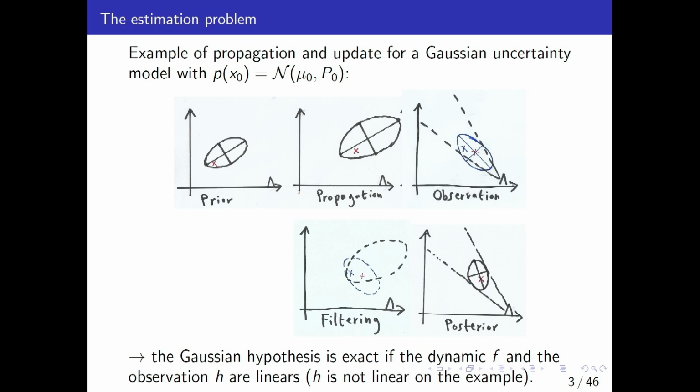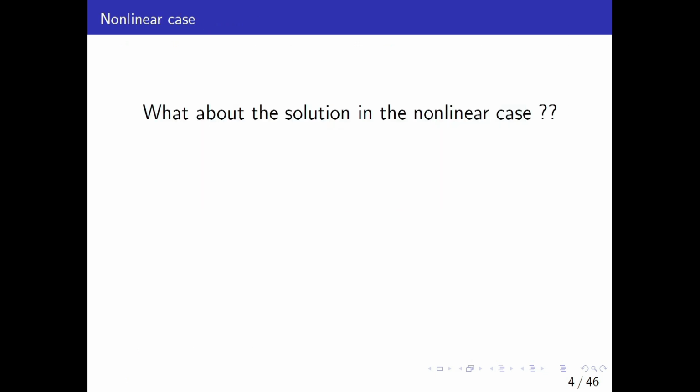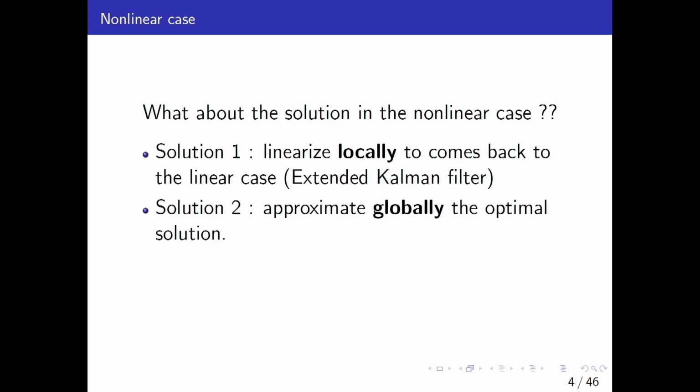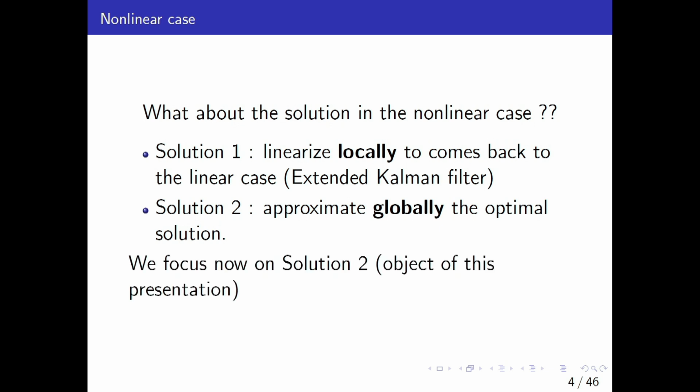In this example, the dynamic was linear, but the observation is not linear because there is a projection effect. So in most cases, the models are not linear. The question is, what about the solution in a non-linear case? The first solution is to locally linearize the dynamic and observation equations to come back to the linear case, and it is called the extended Kalman filter. The second solution is to approximate globally the optimal solution, and we will investigate this second solution now.